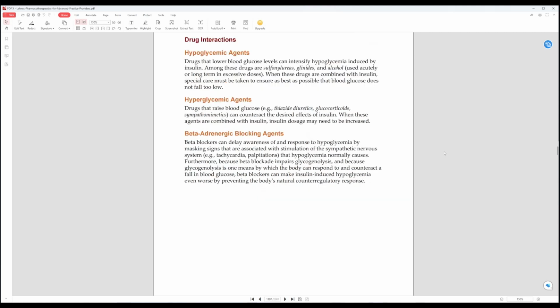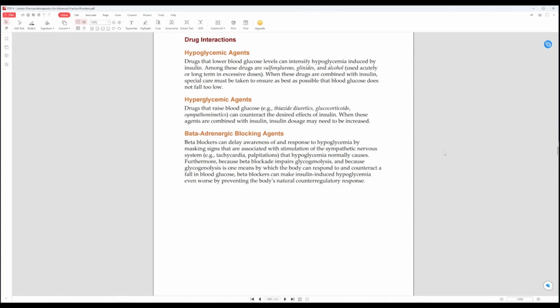Drug interactions. Hypoglycemic agents. Drugs that lower blood glucose levels can intensify hypoglycemia induced by insulin. Among these drugs are sulfonylureas, glinides, and alcohol. When these drugs are combined with insulin, special care must be taken to ensure, as best as possible, that blood glucose does not fall too low.